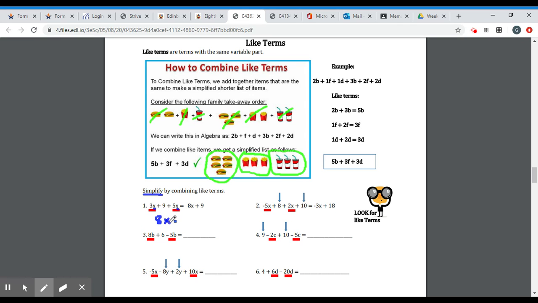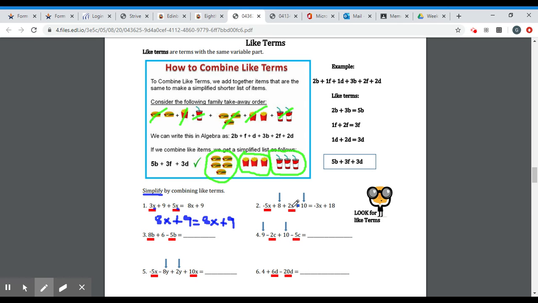8x. My 9, it's the only one there, so I'm going to leave that alone. Plus 9 equals, and then I have 8x on the other side plus 9. Okay? So notice, all I did was combine the 3x and the 5x together to get 8x plus 9. I simplified it, or combined like terms.